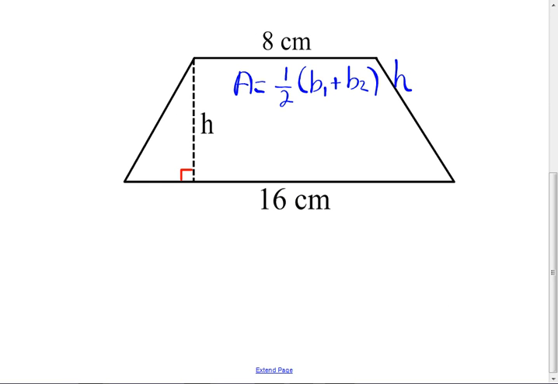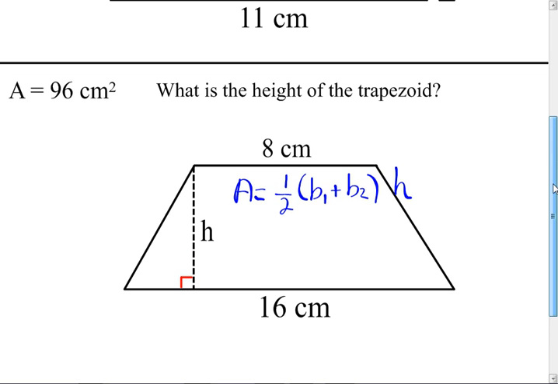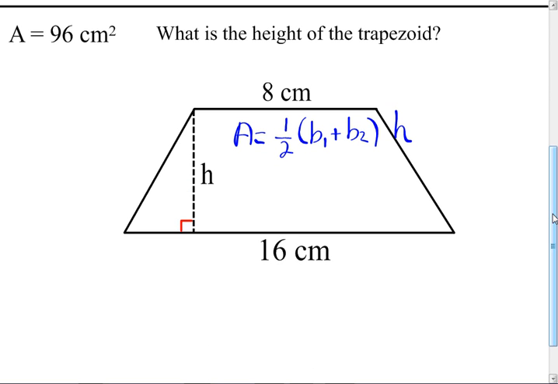Okay, what do I know here? I know the area is 96. So what am I going to put in here for A? 96 equals 1/2, and then I'm going to add the bases. So it's 8 plus 16. To me, it's really clear as to what I'm doing, and I don't know the height. That's the question. So now you just need to solve for H.